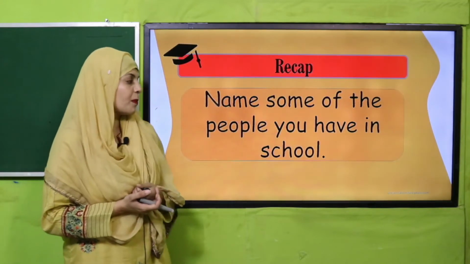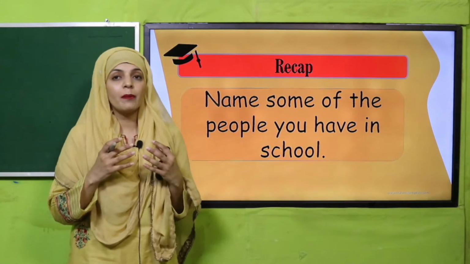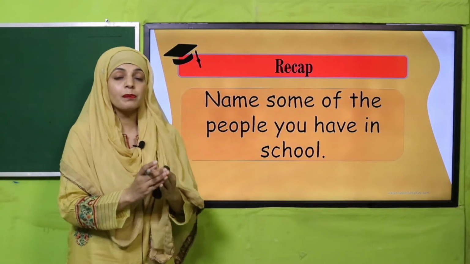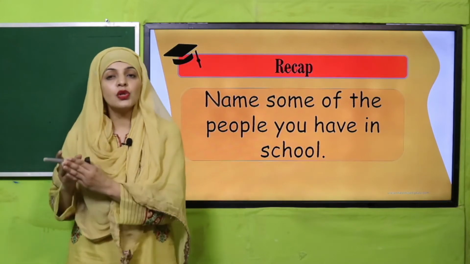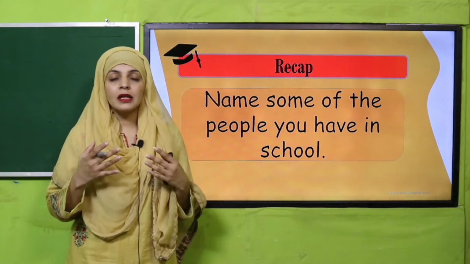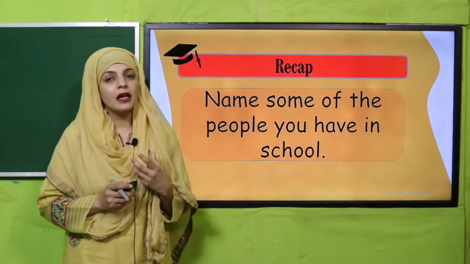So name some of the people you have in school. So previous lecture में हमने जो हमारे स्कूल में मुख्तलिफ लोग होते हैं हमने उनके बारे में जाना था, जैसे कि principal, teachers, students, helping staff, then comes the librarian, gatekeeper. So these are different people which we have in our school.